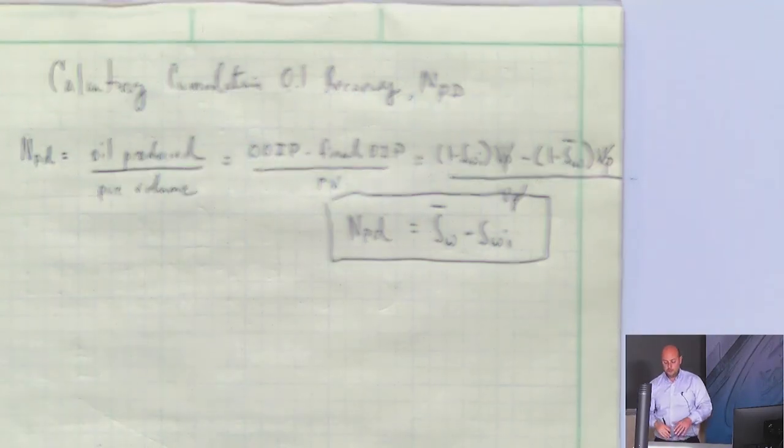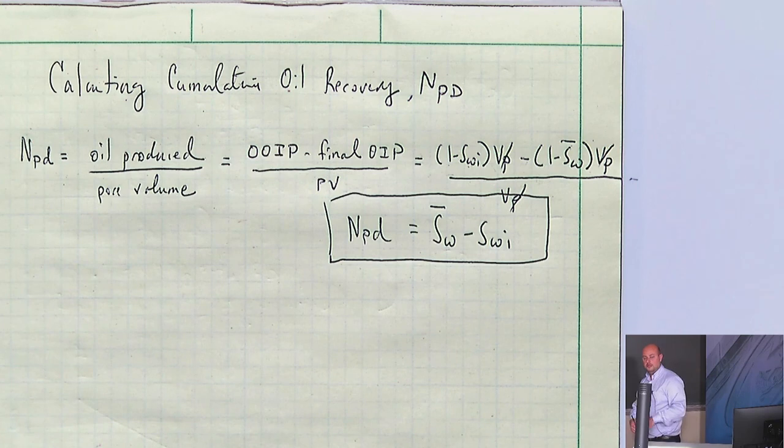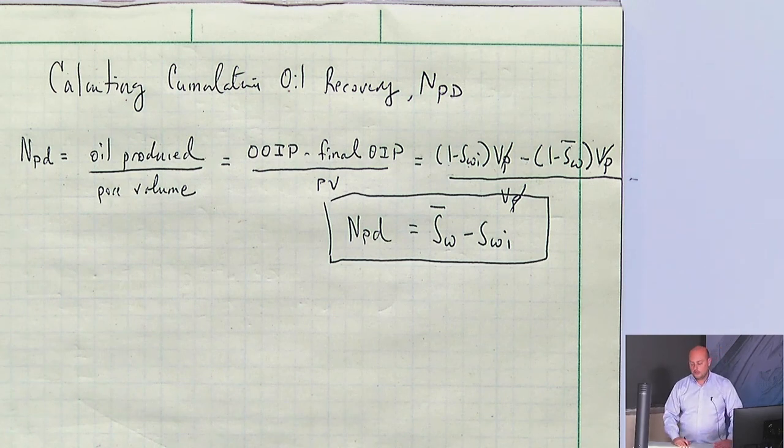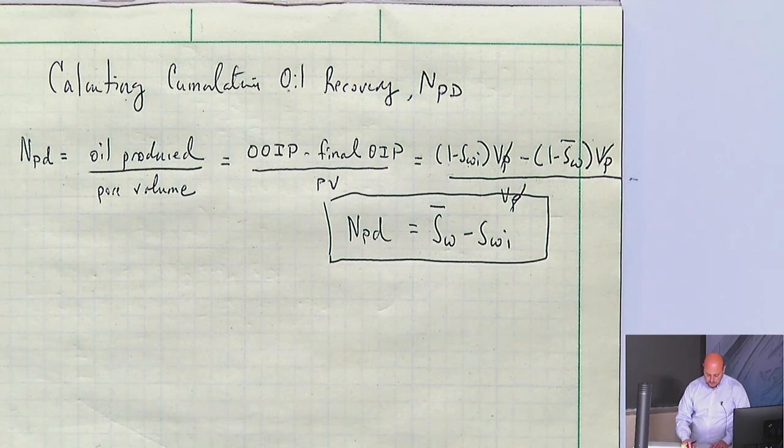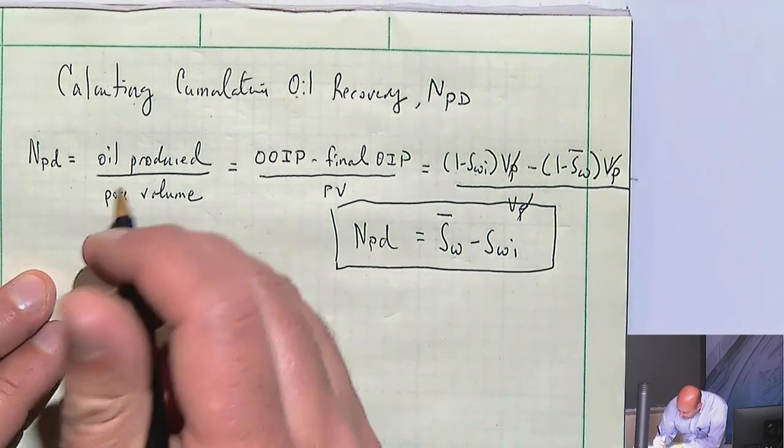Okay, so the dimensionless oil you recover is the average water saturation at the end of your water flood, or whatever time you're concerned with, minus the initial water saturation. Now, the initial water saturation we probably have. Maybe we used some well logs to figure that out. Maybe we took a core sample and we measured it. But SW bar is a little bit more challenging, and so I'll have to tell you how to do that as well.